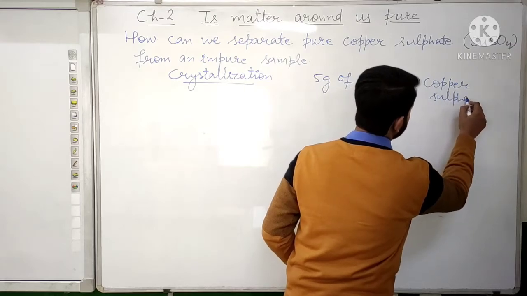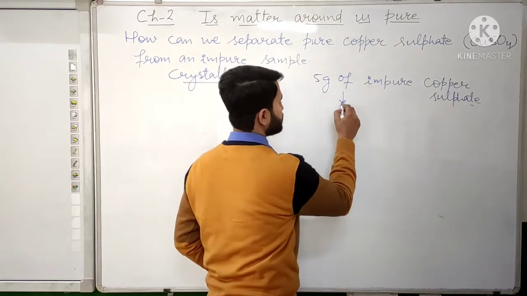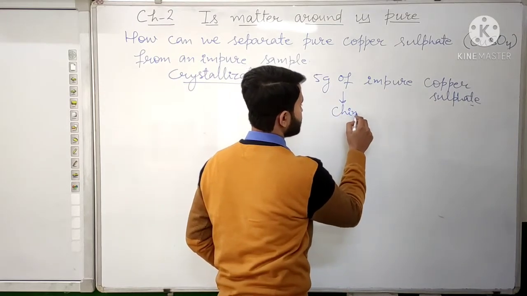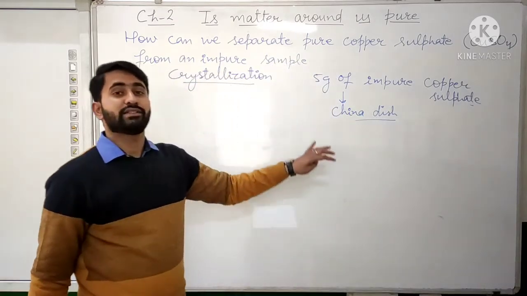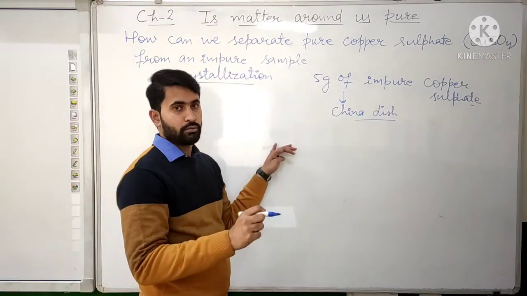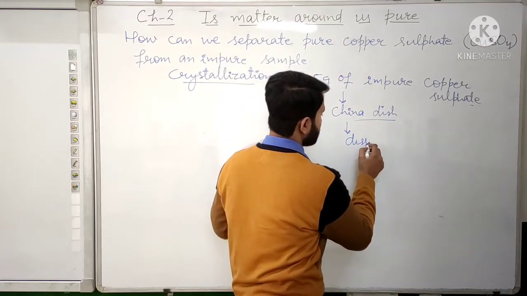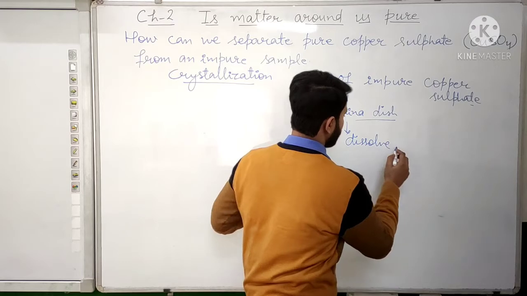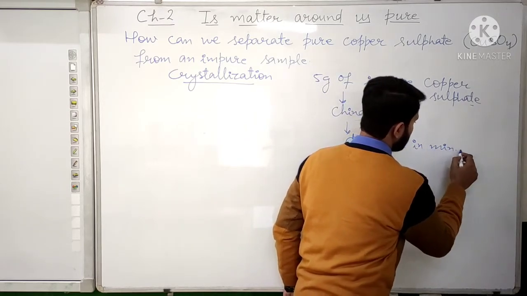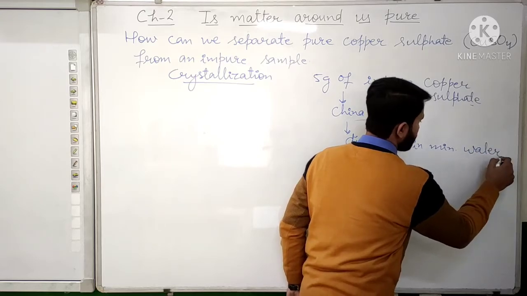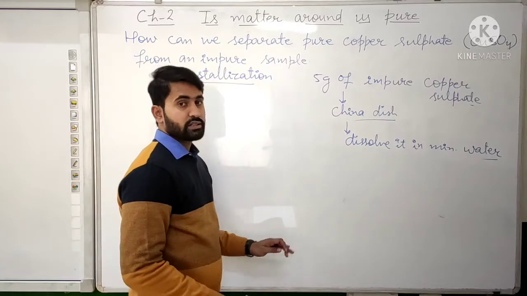Then we will take this 5 gram of copper sulfate in a china dish. Then we will dissolve it in a minimum amount of water. Now there may be some insoluble impurities.